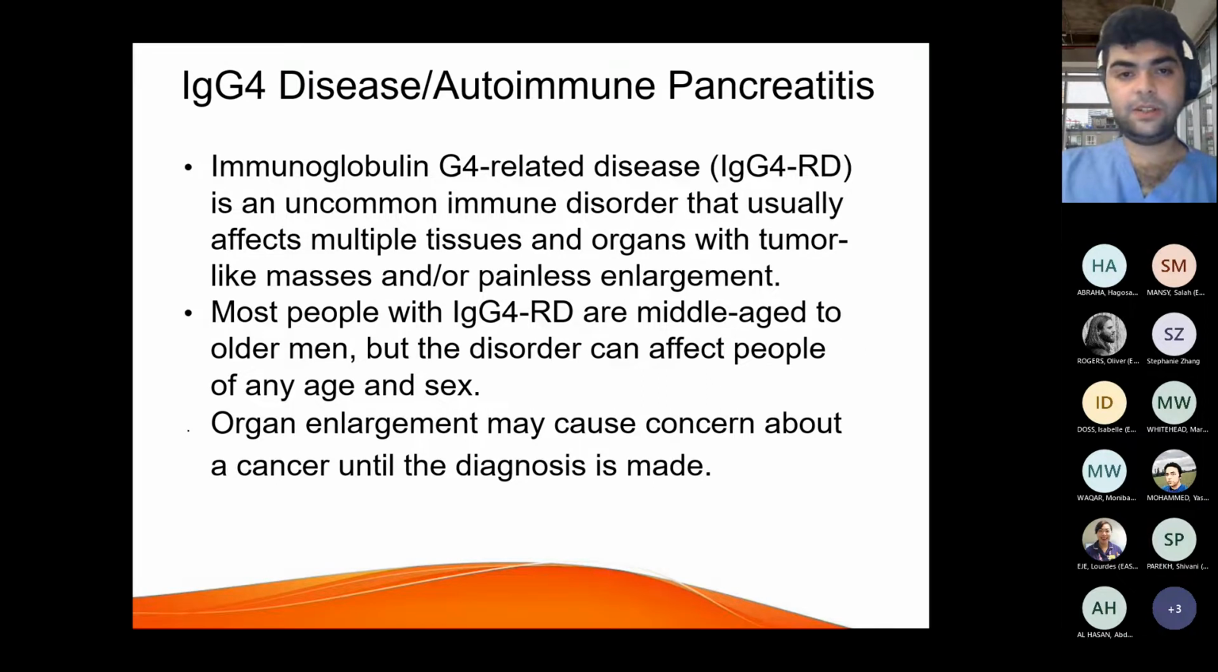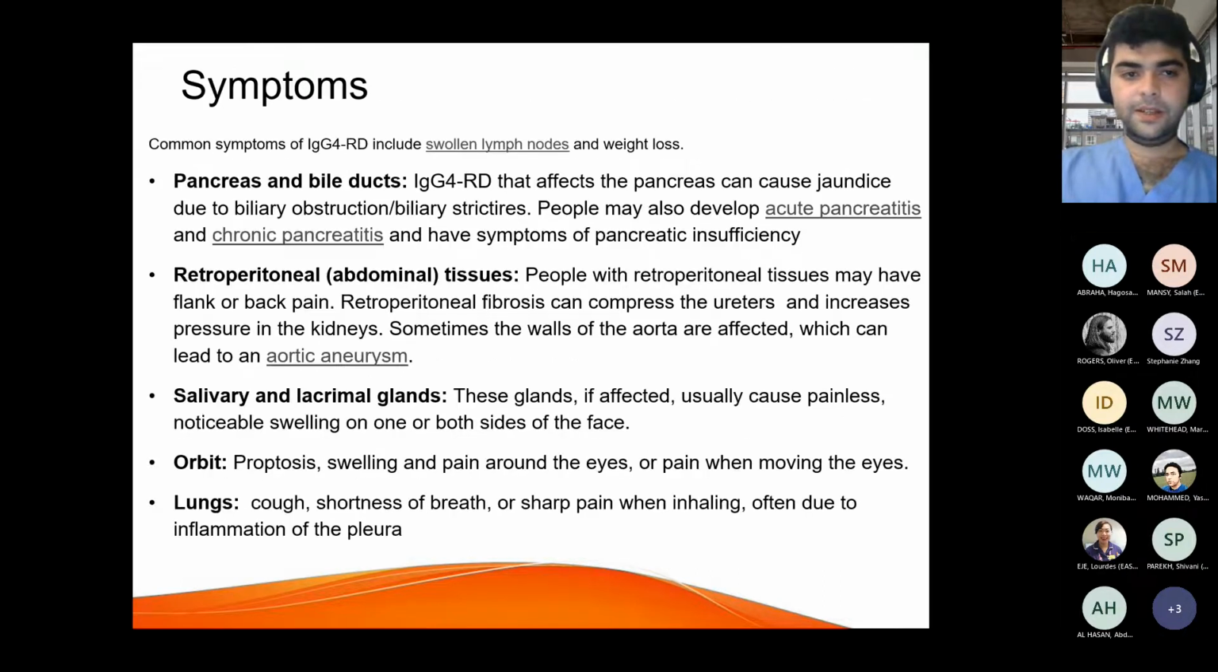You do imaging which shows hypertrophy of the pancreas. Sometimes radiologists will describe the pancreas as sausage-like. And the main problem we have is sometimes differentiating between malignancies and a benign disease like IgG4 disease. The symptoms of it really depend on which organs are involved. So you can commonly get lymphadenopathy and weight loss, but it can involve a number of different organs, including the pancreas, the bile ducts, the retroperitoneal tissues, salivary glands, orbit, and lungs.